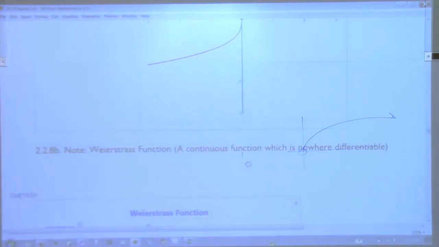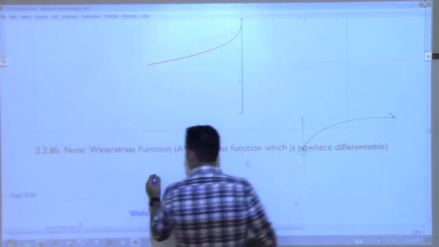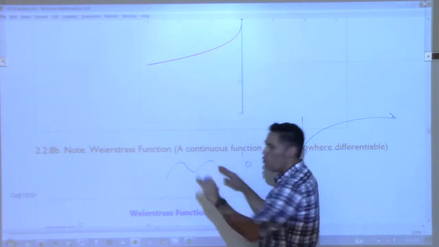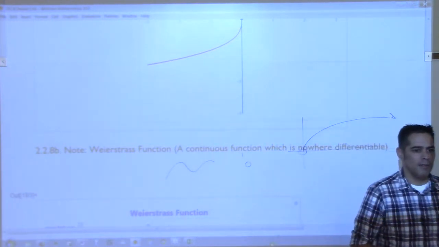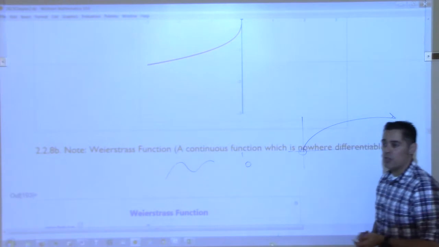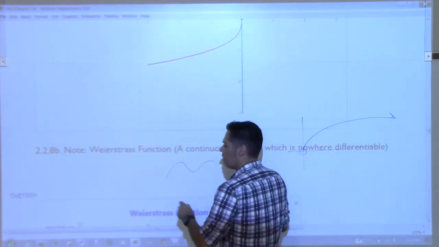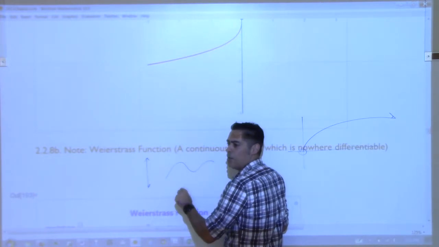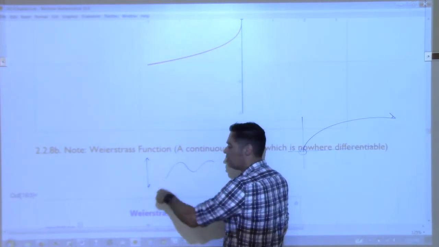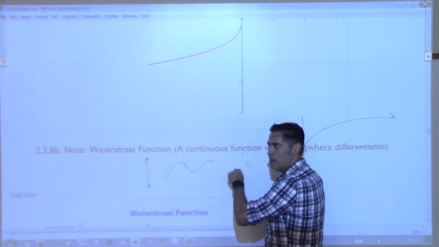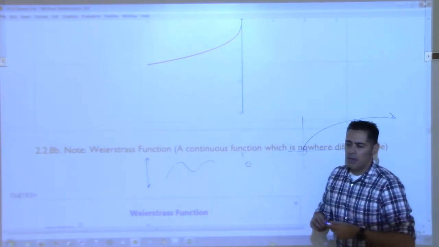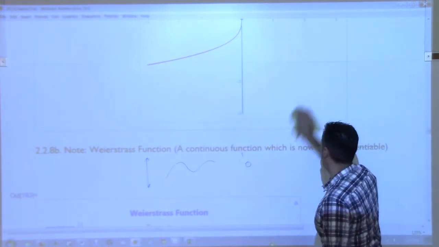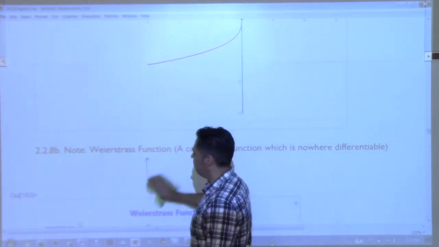Understand the question? Is it possible to come up with a function that you can draw without picking up your pencil, but nowhere can you take the derivative? You always have a problem everywhere on the function. If it was a horizontal line, right? Then it wouldn't be a function, right? So it has to be a function that you can draw without picking up your pencil, but you can't take the derivative anywhere. And they searched for it for a long time, and then finally someone found one that does it, and it's called the Weierstrass function.